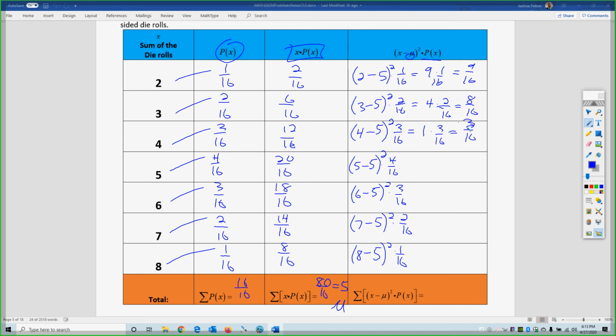5 minus 5 is 0. 0 squared is 0. 0 times 4/16 is 0/16. 6 minus 5 is 1. Square 1, you get 1 times 3/16 is 3/16. 7 minus 5 is 2. Square 2, you get 4, so it's 4 times 2/16, or 8/16. And lastly, 8 minus 5 is 3. 3 squared is 9, so it's 9 times 1/16, or 9/16.